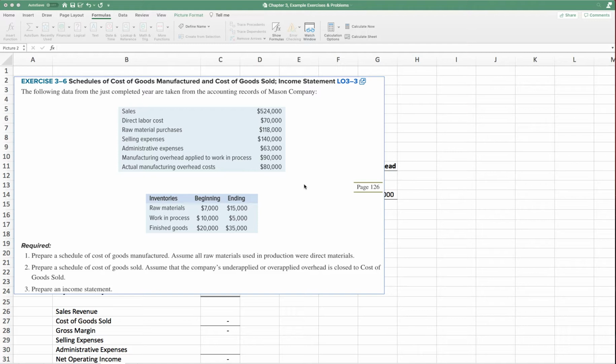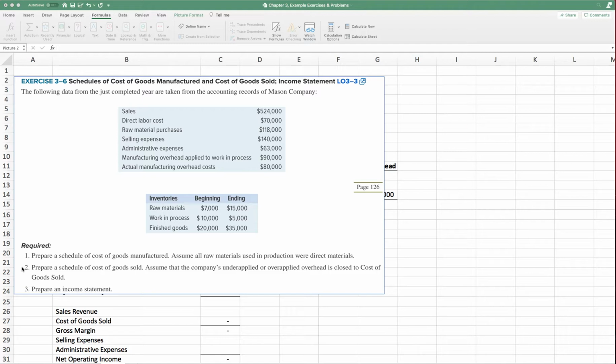So we have the information from the Mason Company. We have our sales, which we're going to need for our income statement, our direct labor costs, raw material purchases, and so forth and so on. We have our inventory accounts here. And remember, with these inventory accounts, we've got a starting point, an ending point. We're going to have amounts that flow into these inventories and that flow out. So we've got to prepare a schedule of cost of goods manufactured, schedule of cost of goods sold.